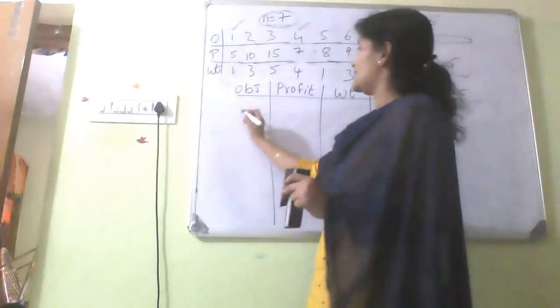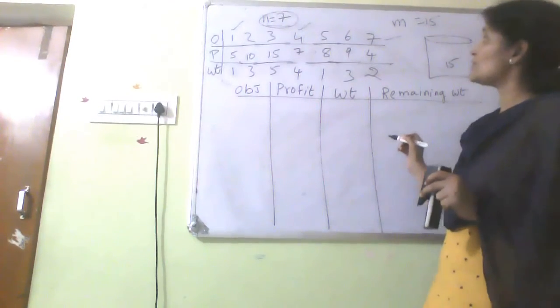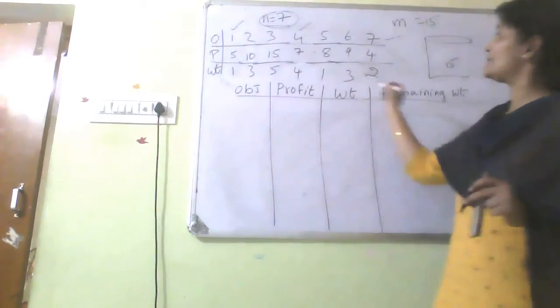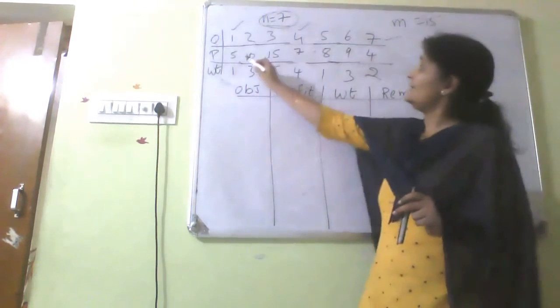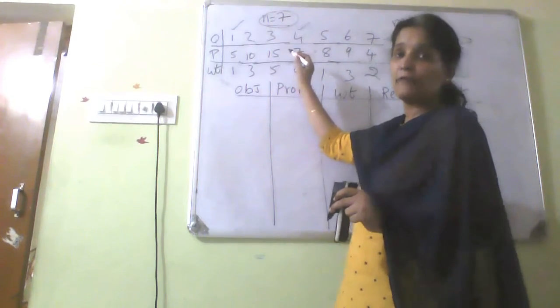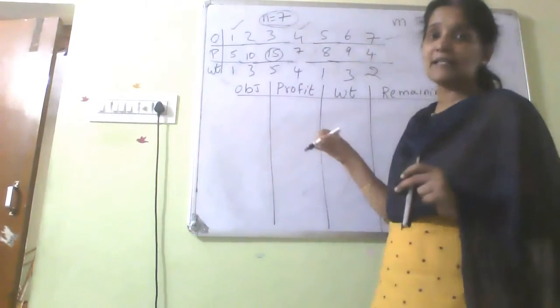Here we are selecting the first object. How do we select the first object? Let us check what is the maximum profit we have. These are the profits given to us. Let us select the maximum profit. What is the maximum profit we have? 15 is the maximum profit.